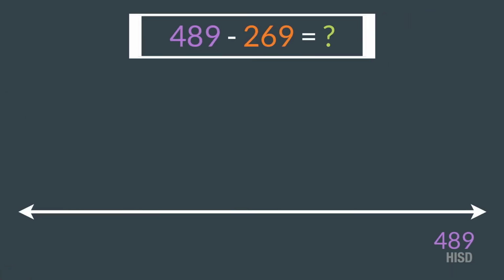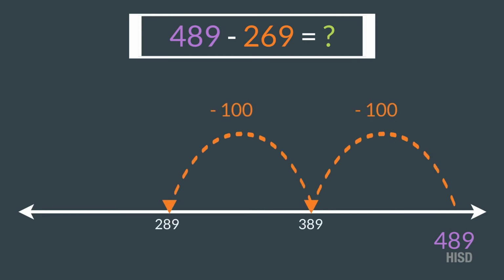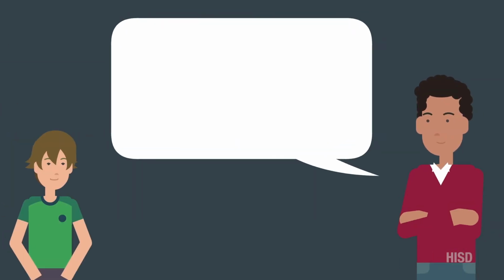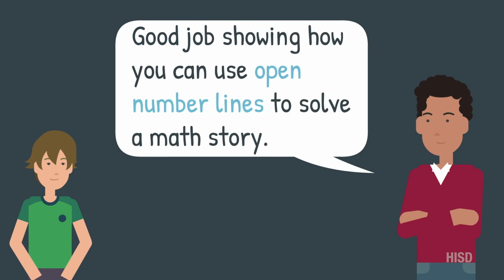At 489. That's right! First, subtract the 200, then subtract the 60, and last, subtract the 9. What do we get? We get 220. Good job showing how you can use open number lines to solve a math story.